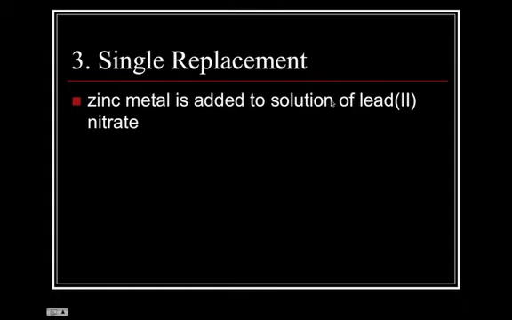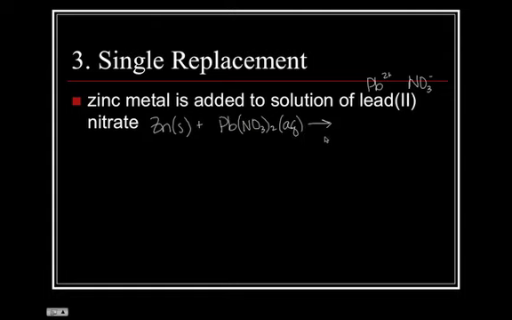Zinc metal is added to a solution of lead(II) nitrate. So we have zinc metal, so I'm going to put Zn, solid, is added to a solution of lead nitrate. So lead, Pb, they tell us right here it's a +2 charge, and nitrate, the polyatomic ion, has the formula NO3 with a -1 charge. So the formula for lead(II) nitrate is going to be Pb(NO3)2, and that's aqueous because the question said it was. And then we're going to react this.